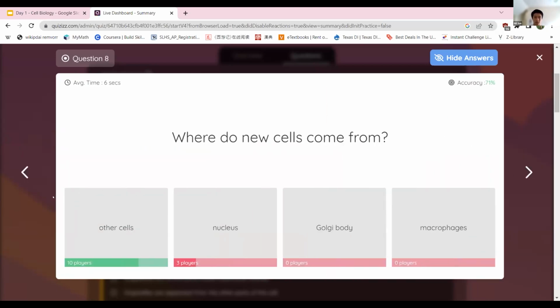Okay, where do new cells come from? One of the basic tenets of biology is that cells only come from other cells, okay? And that goes hand in hand with the idea that the cell is the basic unit of biology. Okay.